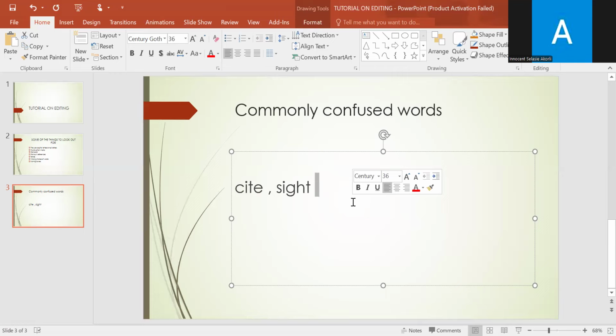Maybe cite, the first one, cite. I have to cite references in my work, full stop. Number two, he has lost his sight. He has lost his sight, full stop. You don't need to go writing any long thing.